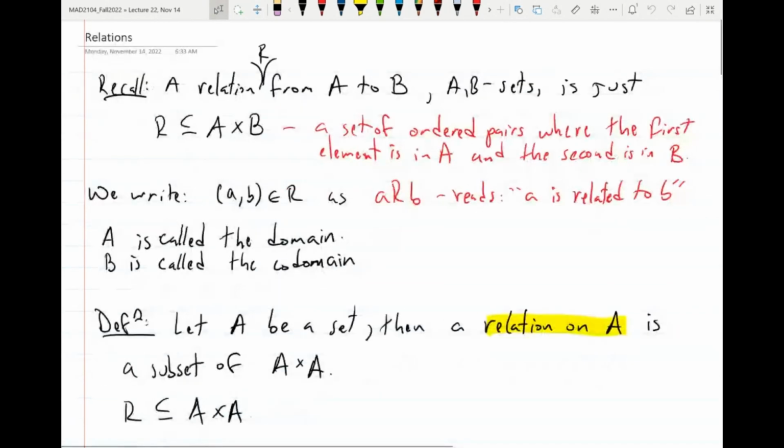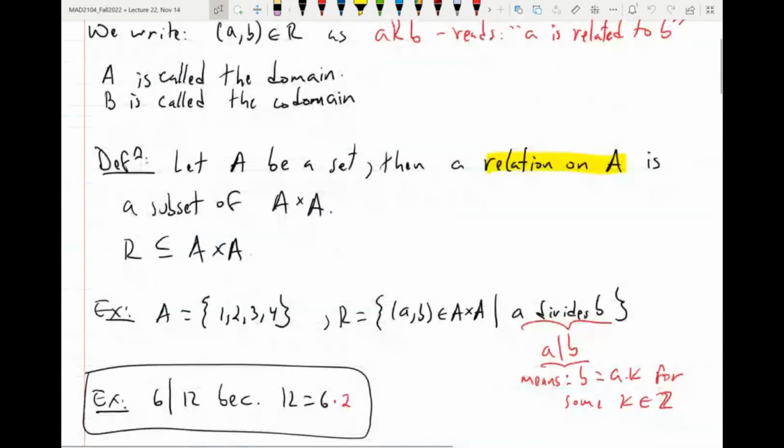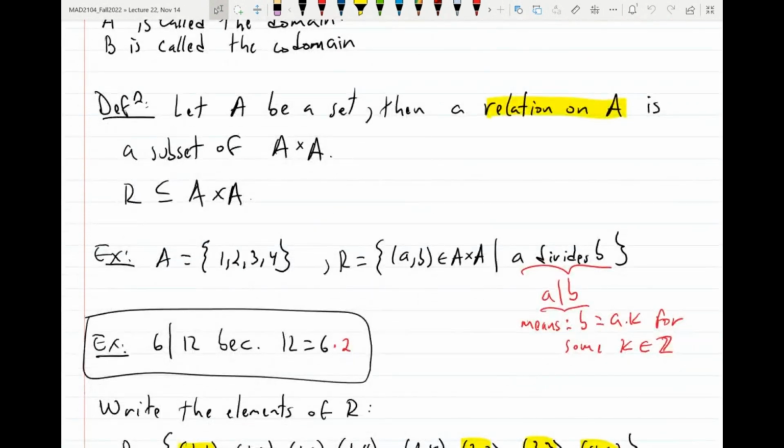Just as a reminder, remember a relation from A to B is just a set of ordered pairs, okay? It's a subset of the Cartesian product A cross B. Then we talked about a relation on a set, which is when A and B are the same set. So a relation on A is a subset of A cross A, a set of ordered pairs, and the way to think about it is that you are saying how the elements inside the set are related to each other, whatever specification you decide to do, okay?